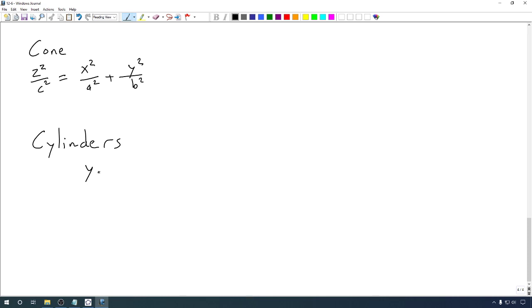You could have something like y equals ax squared. This is a quadric surface because it just involves squares and constants, but the graph of this would be a parabolic cylinder. If we were to graph something like x squared over a squared plus y squared over b squared, but then we don't have any z's, this would be an elliptical cylinder, or elliptic.